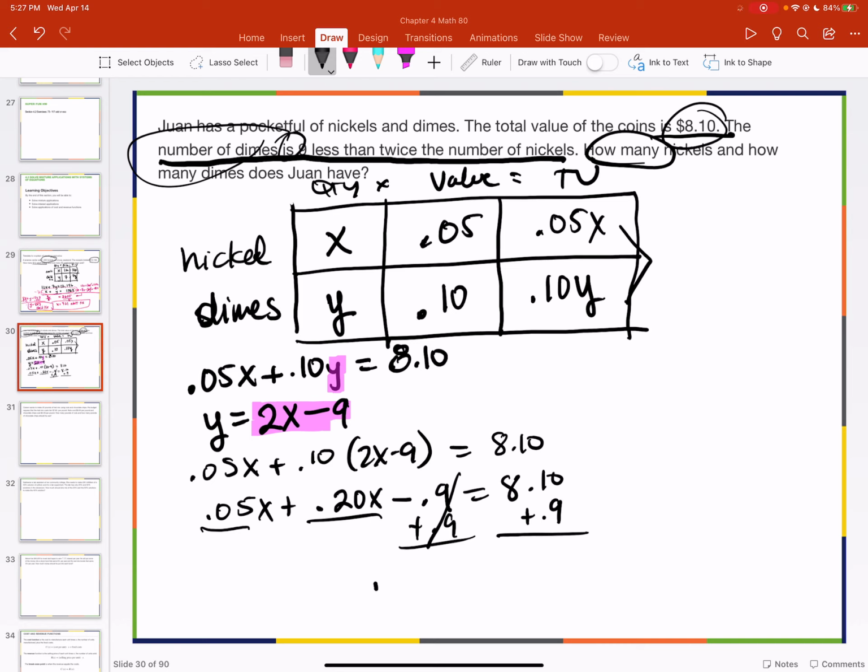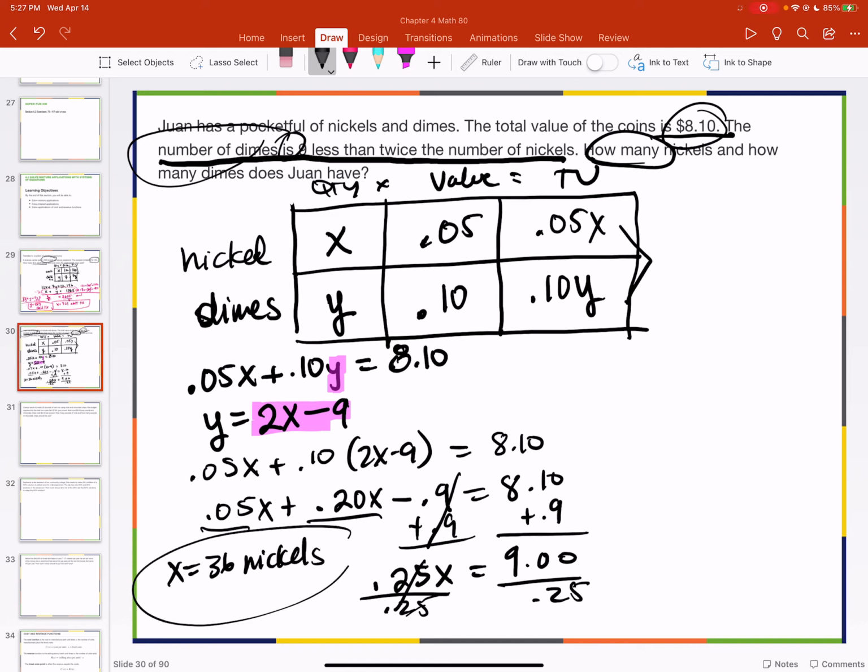So we get 0.25x is equal to $9. Sorry, let me erase this. That's going to be 9. So let's divide everything by 0.25, and that's going to give us the number of nickels. X is nickels. So 9 divided by 0.25 is going to be 36. So X equals 36, and that's nickels.